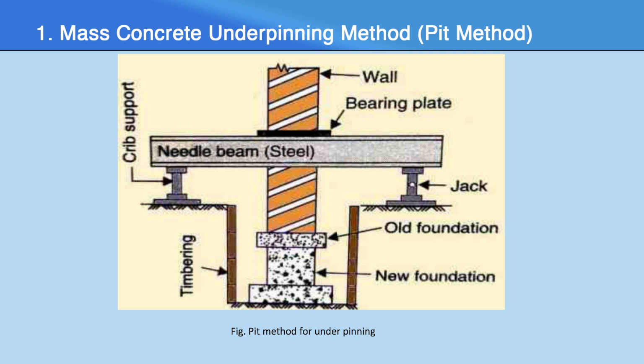Some important precautions should be taken during the work. Such as racking shores are provided in a weak wall. Floors are also supported. The following points should be considered in the pit method. Alternate sections are taken up in the first round. The remaining intermediate sections are then taken up. Only one section should be taken at a time.